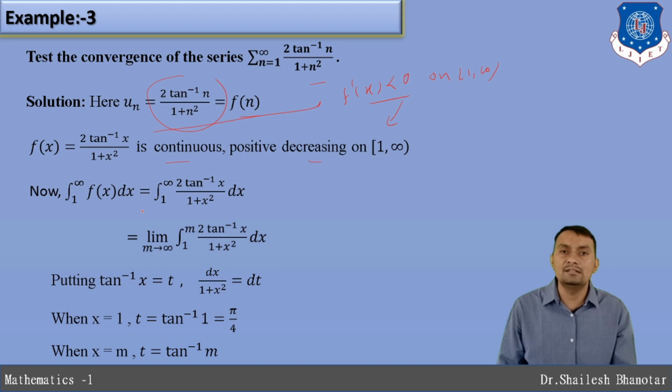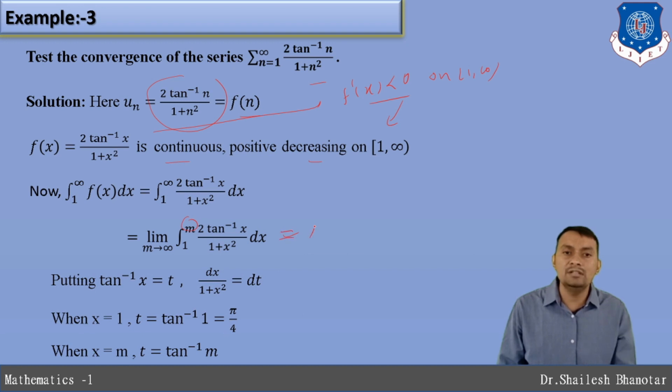Whenever you apply the improper integral, what you are going to get is the limit m tends to infinity, integration from 1 to m, of 2 times tan inverse x divided by 1 plus x square dx. For simplicity, I'm going to assume that tan inverse x is equal to t, so dx divided by 1 plus x square will be dt. For the given limits, when x is equal to 1, t is equal to tan inverse 1, which is pi by 4, and when x is equal to m, t is equal to tan inverse m.